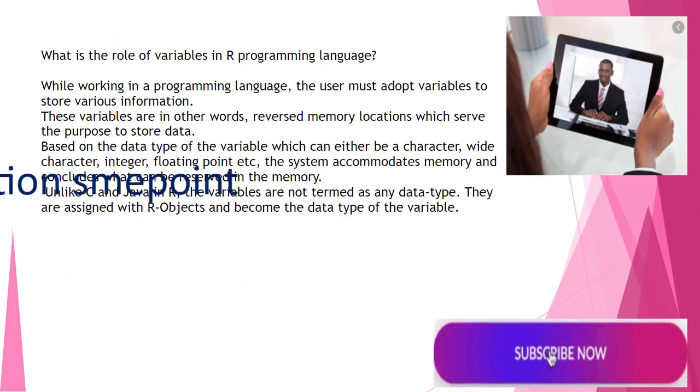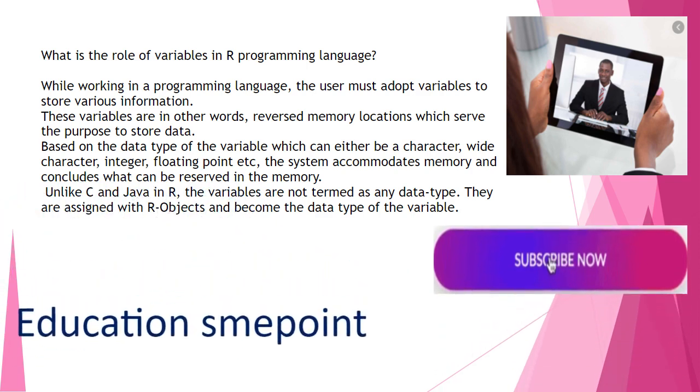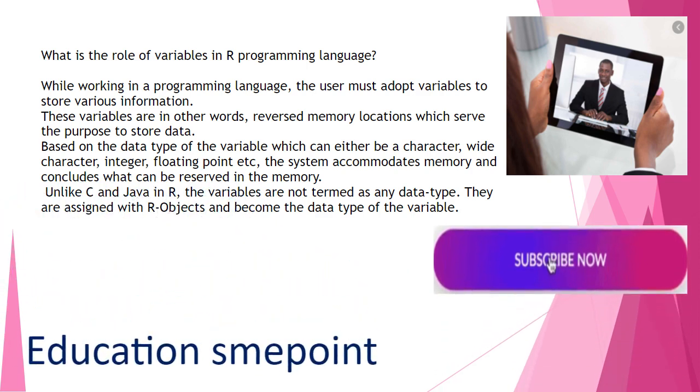What is the role of variables in a programming language? While working in a programming language, the user must adopt variables to store various information. These variables are, in other words, reserved memory locations which serve the purpose to store data. Based on the data type of the variable, which can be a character, wide character, integer, floating point, etc., the system allocates memory and decides what can be reserved in the memory.